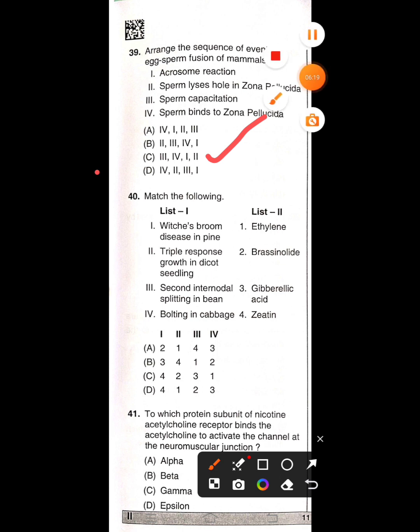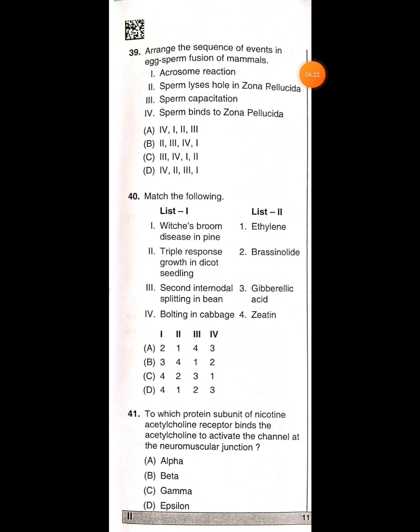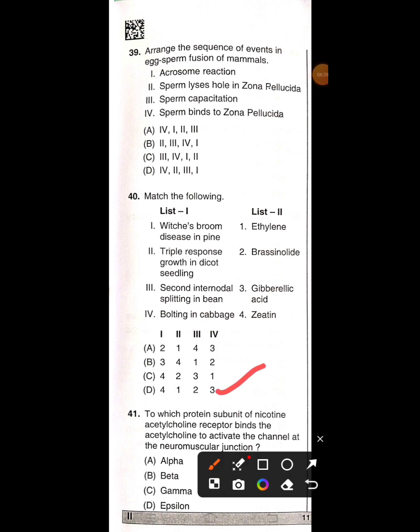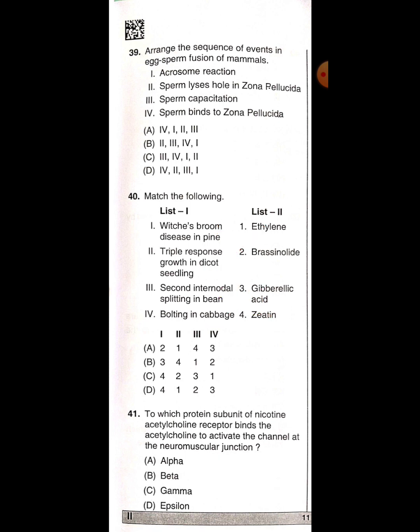For this, the correct answer is the fourth one. Witch's broom disease in pine is related to zeatin. Triple response growth in dicot seedling is related to ethylene. Second internodal splitting in bean is related to brassinolide. Bolting in cabbage is induced by gibberellic acid. Let's see the next question.